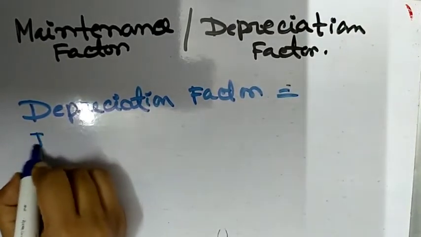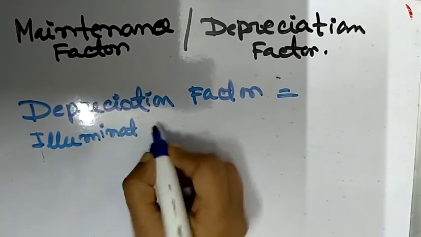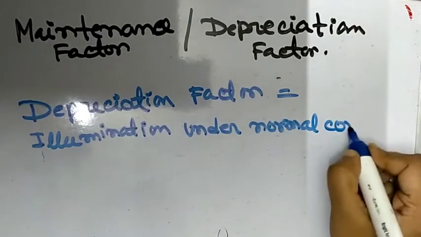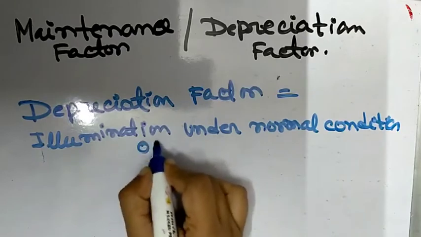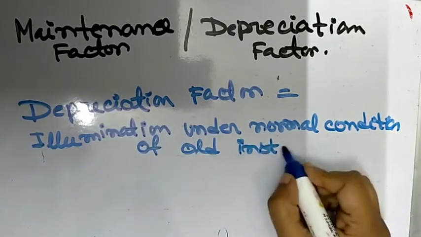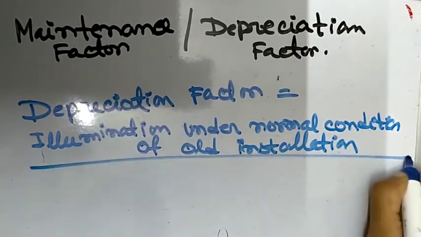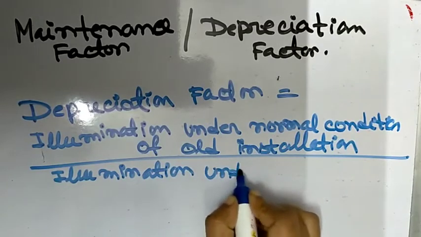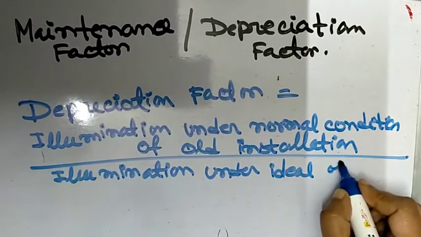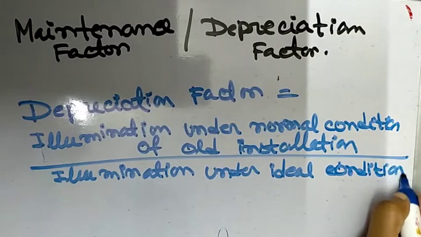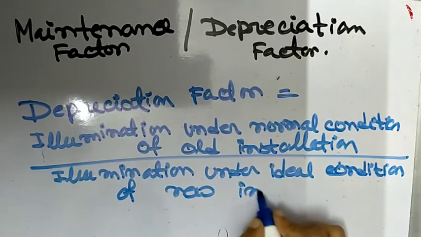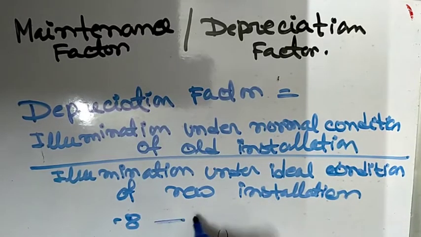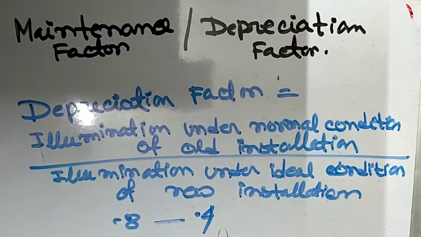is equal to illumination under normal condition of old installation by illumination under ideal condition of new installation, and this varies from 0.8 for good atmospheric conditions to 0.4 where atmospheric conditions are bad. Okay.